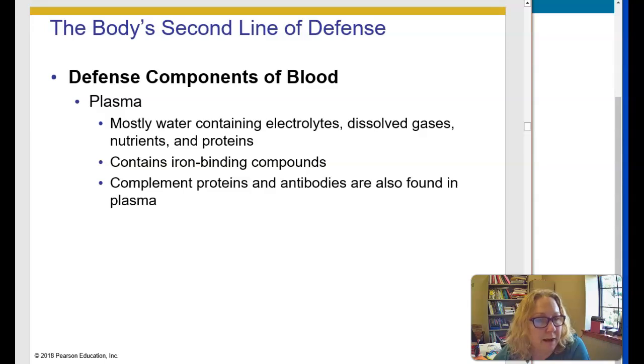First and foremost, you have blood plasma. Did we know this? Plasma is mostly water containing electrolytes, dissolved gases, nutrients, and proteins. That's mostly what your plasma is made of. It also contains heme, iron-binding compounds, complement proteins, and antibodies.